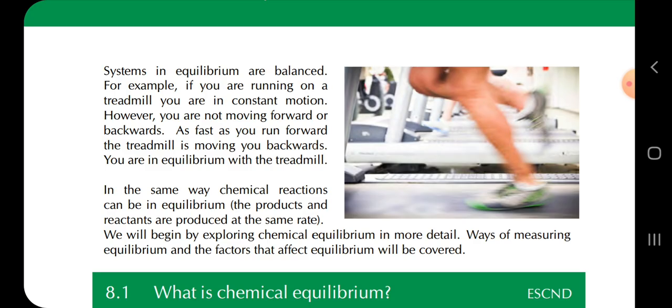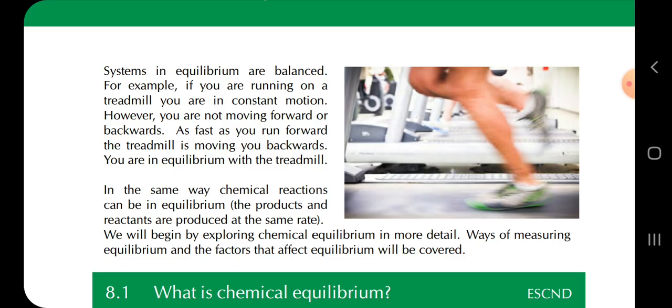The same energy the treadmill is going backward with is the same energy you're going forward with, in order for you to match the backwardness of the treadmill. So that is what we call equilibrium. With regards to chemical reactions, the product and the reactant are produced at the same rate. So they have to be produced at the same rate for them to be in equilibrium.